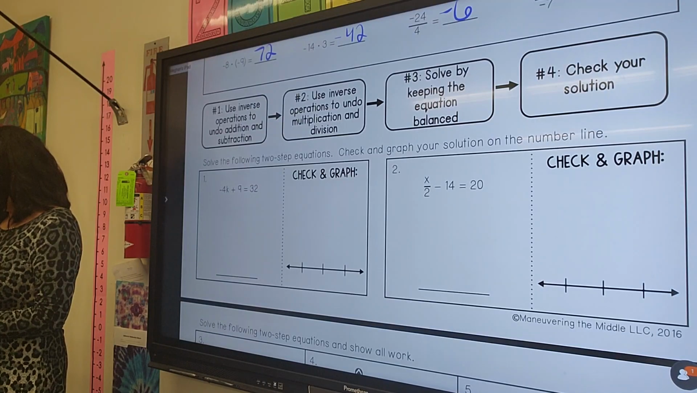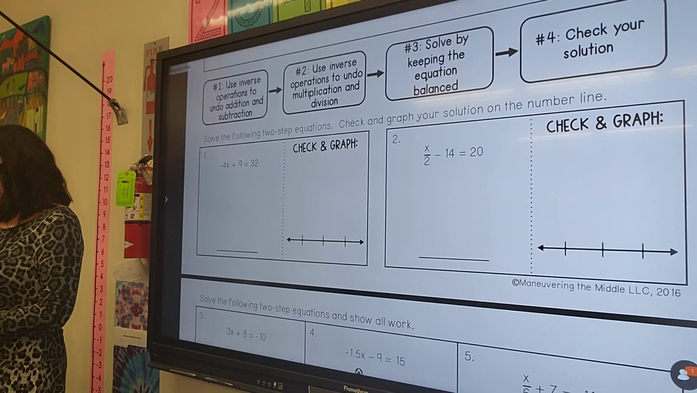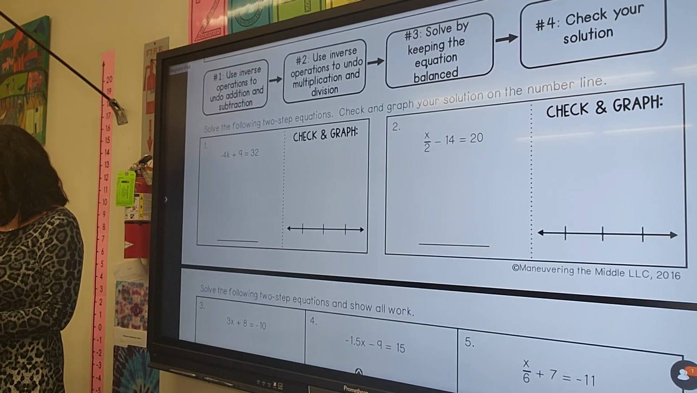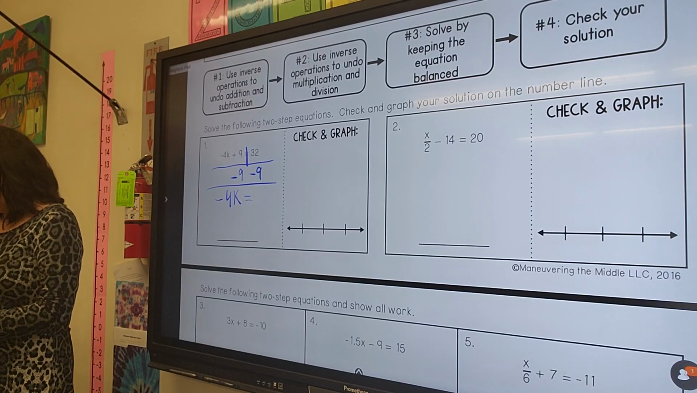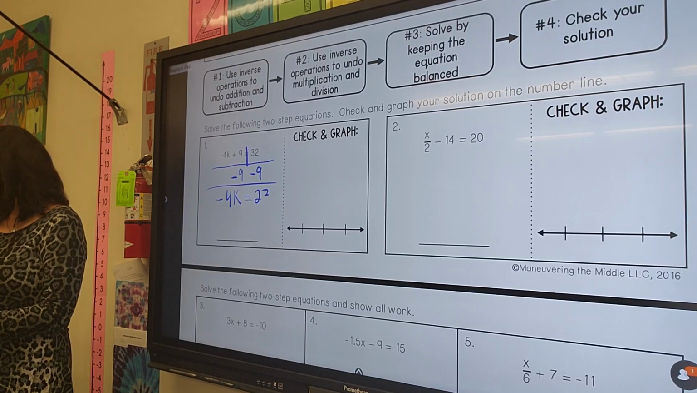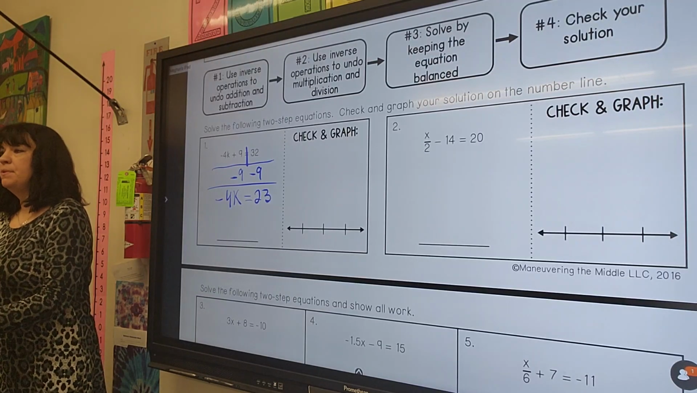So number 1, my first step would be to subtract 9 from both sides, and I end up with negative 4k equals 32 minus 9, which is 23. What's my second step? Who can tell me?